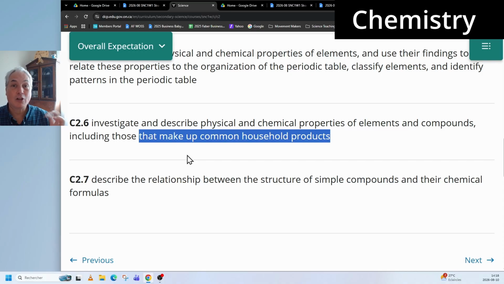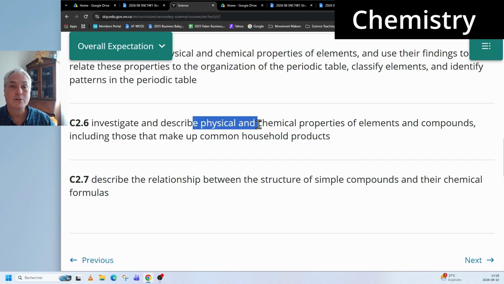And what happened, I have a lot of different shapes, and I get the students to find the mass and the volume of these objects. And then they create a graph trying to figure out if they can find the density of those metals, which is a physical property of elements or compounds.